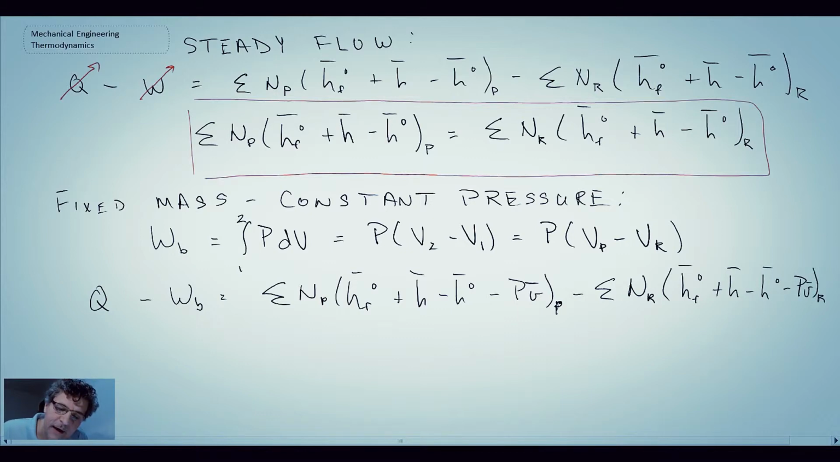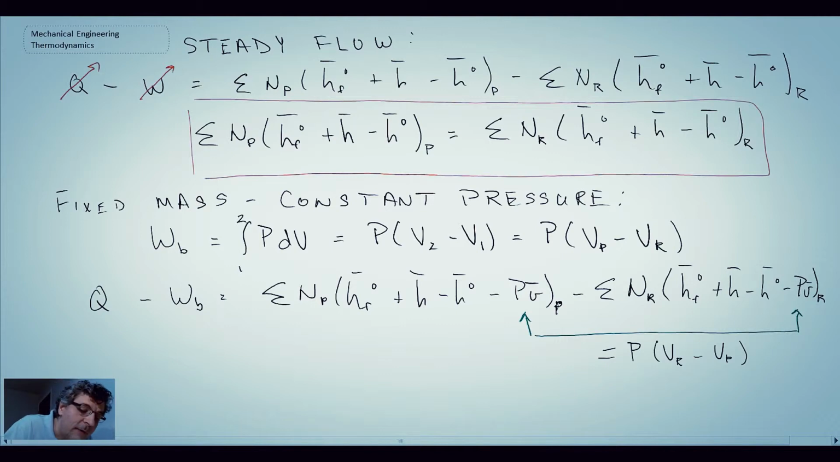Now, if we look at this equation, we have the PV term here and the PV term there, and it's our specific volume per kilomole multiplied by the number of moles. So we can make a substitution, and it is equal to the pressure multiplied by the volume of the reactants minus the volume of the products, which we said was the boundary work. That enables us to get rid of the boundary work, and with that, we can rewrite the equation.